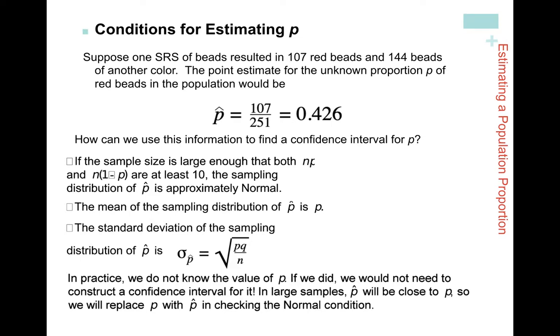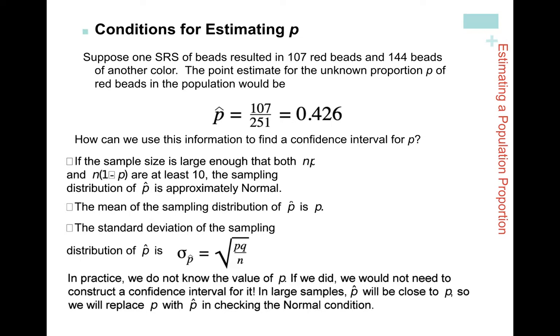So we have to check np and nq. The problem with checking np and nq is we don't know P and we don't know Q. That's the whole point of constructing a confidence interval. So now what are we supposed to do? I'll tell you in just a moment. Let's go to the next condition, the independence condition.